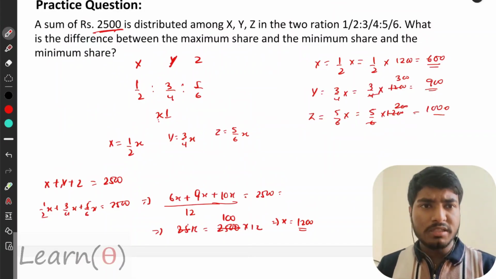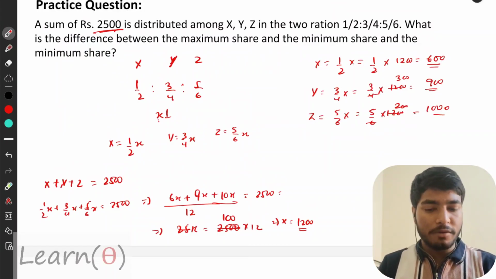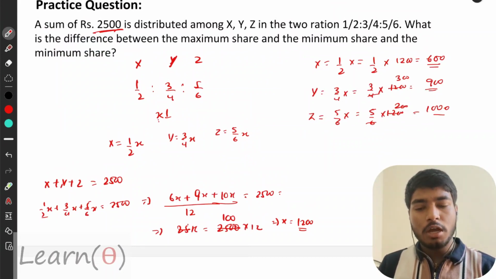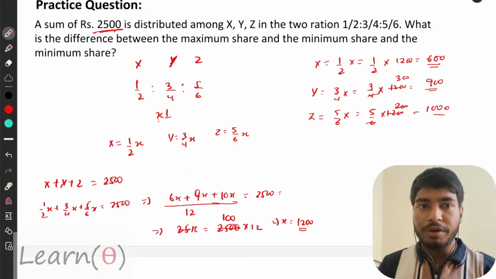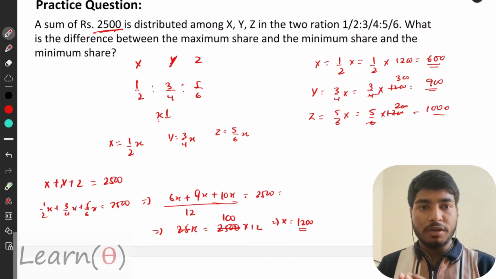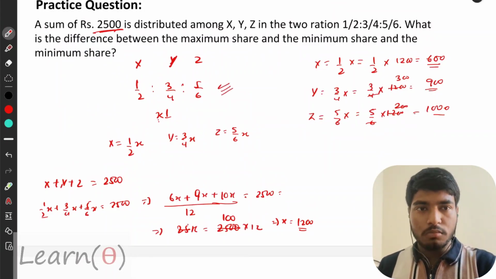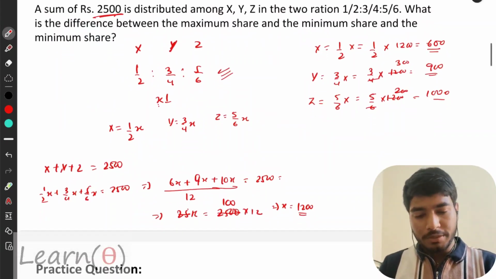Is the answer correct? Let us add the amount. If all the amount is equal to 2500, then I am pretty sure that my answer is correct. 600 plus 900, that is 1500, and 1000, 2500. So 2500 has been divided among them in the form of this ratio. I hope this is clear.